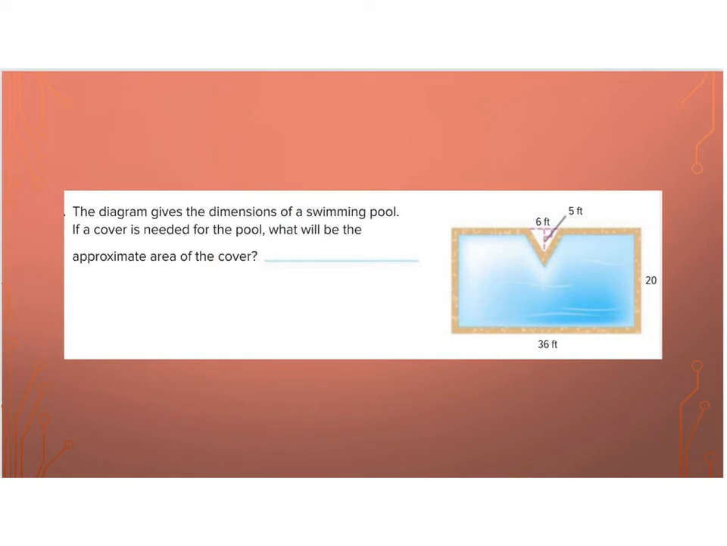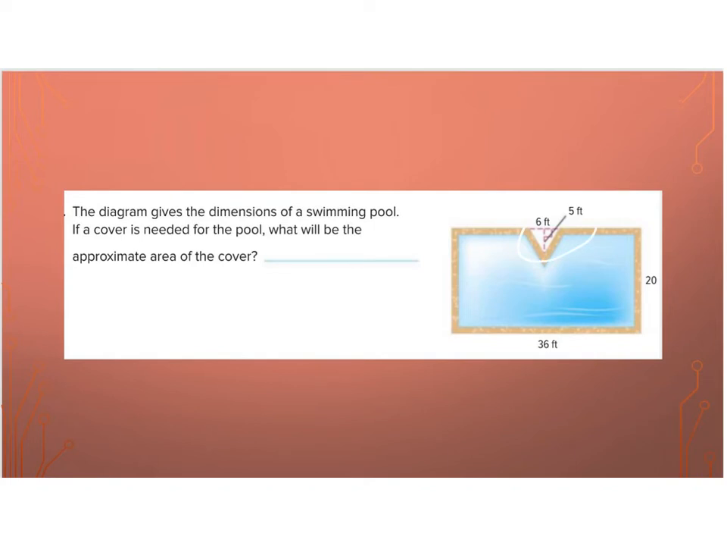So this one is also pretty easy. You see that we have a rectangle and we have a little mini triangle. So it's trying to find the dimensions of a swimming pool. Go ahead and click pause. Try to figure out what you need to do in order to figure this out. Cool? Great.